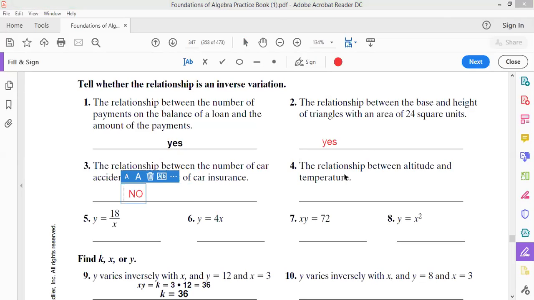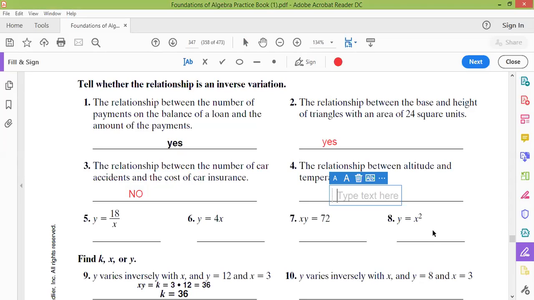Okay. The relationship between altitude and the temperature. What is the relationship? If you go higher and higher, what happens with the temperature? Colder. Yes, colder. And if you come down, what happens with the temperature? Are they inverse or no? No. If you go high, the temperature is decreasing. If you go down, it increases.